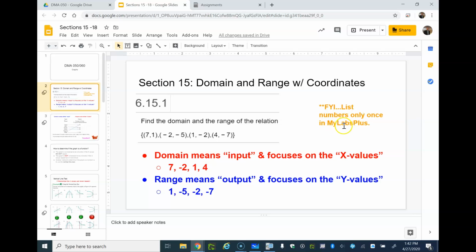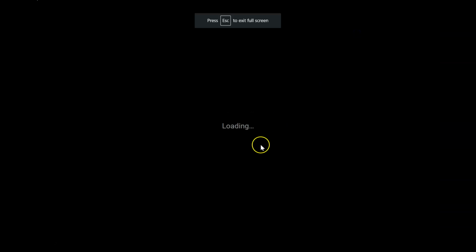And if you have a number listed twice, say for instance we had a 7, then a 7, then a 1, and then a 4, in MyMathLab you can just put 7 one time. So don't put 7, 7, 1, 4. Just type it in one time and they will accept it. That was for ordered pairs.